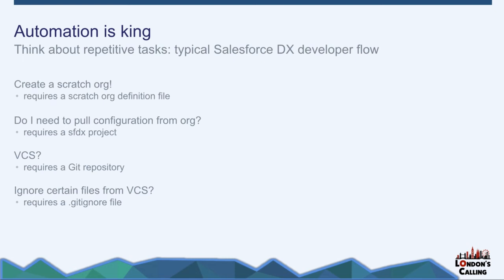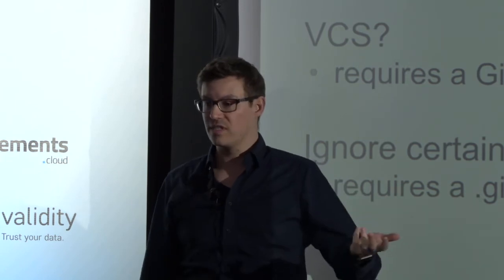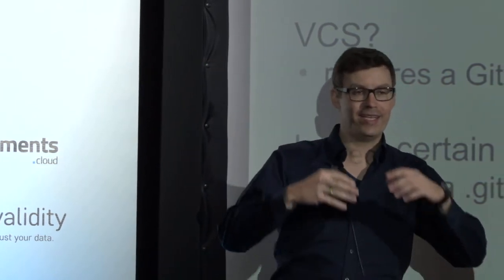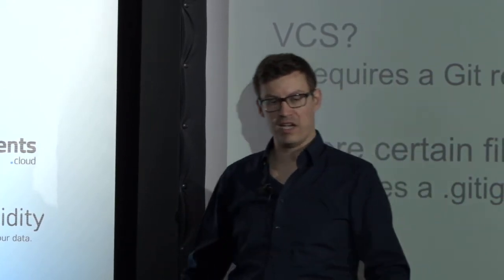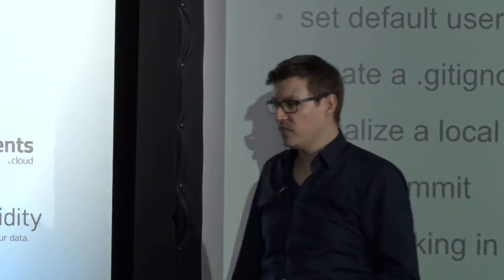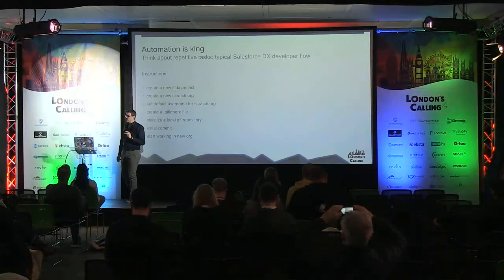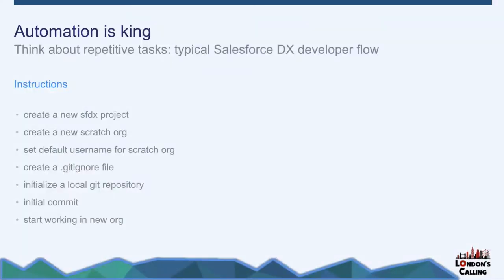And of course, when you use an SFDX project, it makes sense to use version control, the best practice from Salesforce DX. When you use version control, for instance Git, you may have a gitignore file. And that's always the same. Whenever I start playing around with some task, I always proceed through all these steps. I create a new SFDX project, I create a new scratch org, I set the default username, I create a gitignore file, I initialize the git repository, I do my initial commit, and then I start working in the new org.